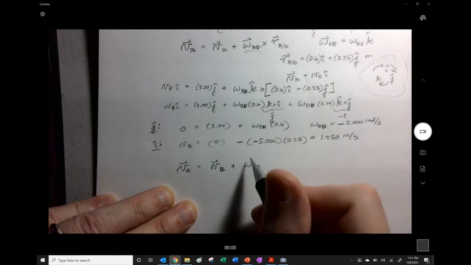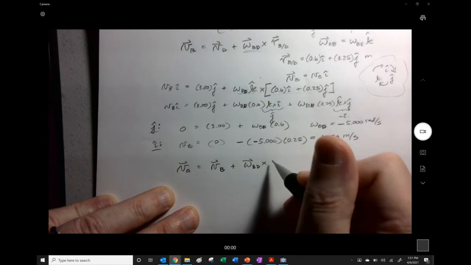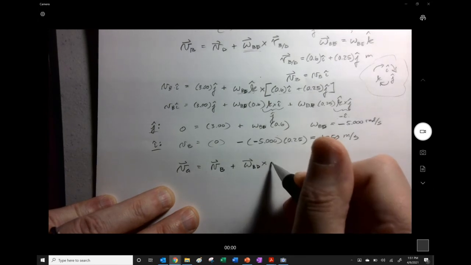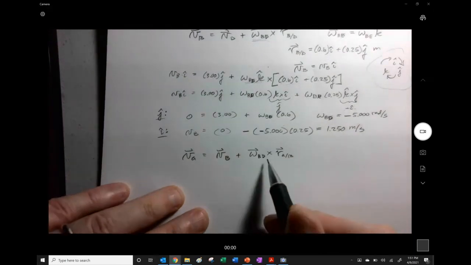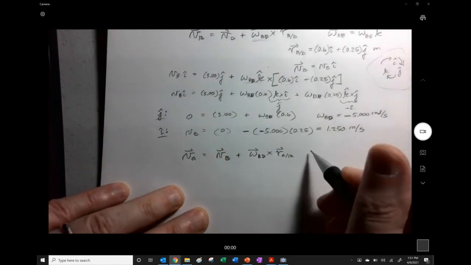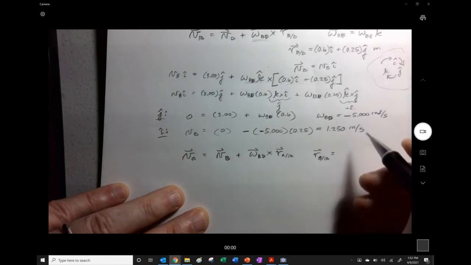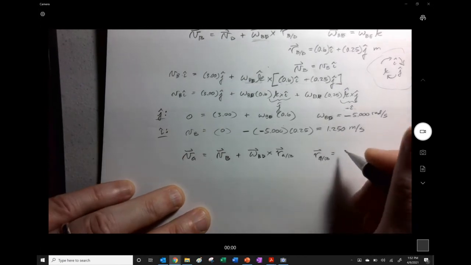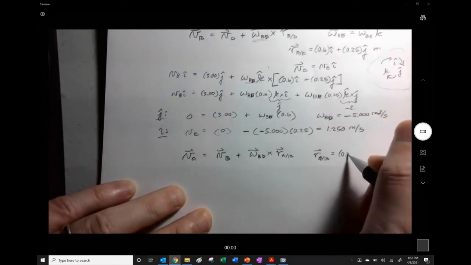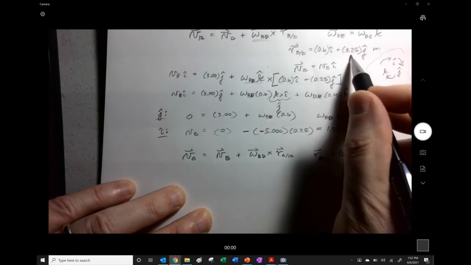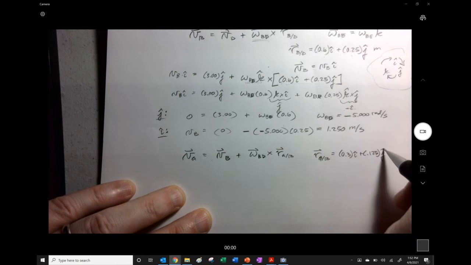Okay, crossed with R G with respect to B. So we have just about everything we need here. Well, we do need to put in what R G with respect to B is, maybe write that over to the side, and we could do that kind of in our heads though, right? That's going to be 0.3 I and 0.125 J meters.